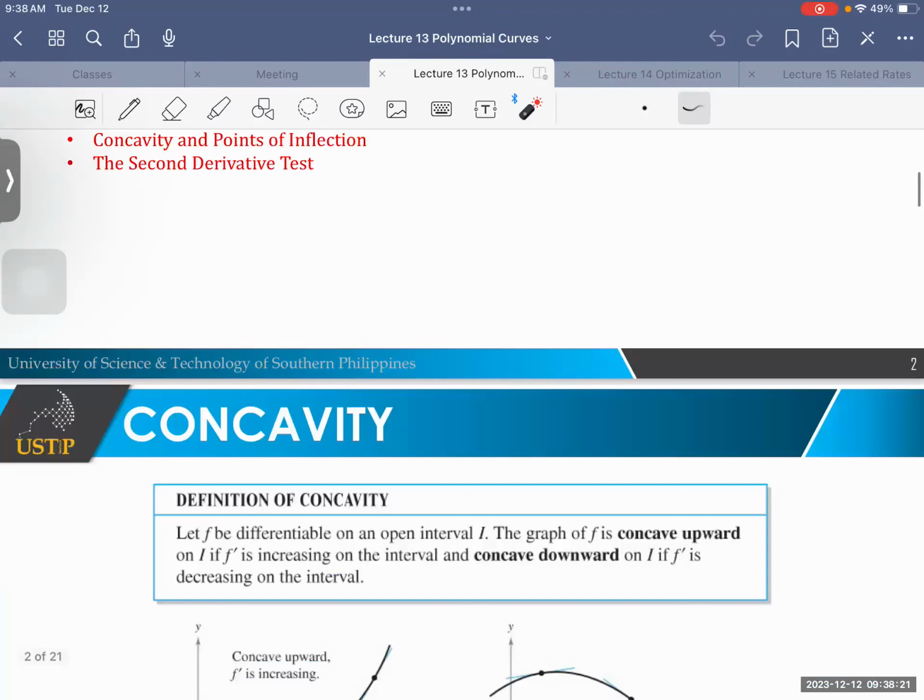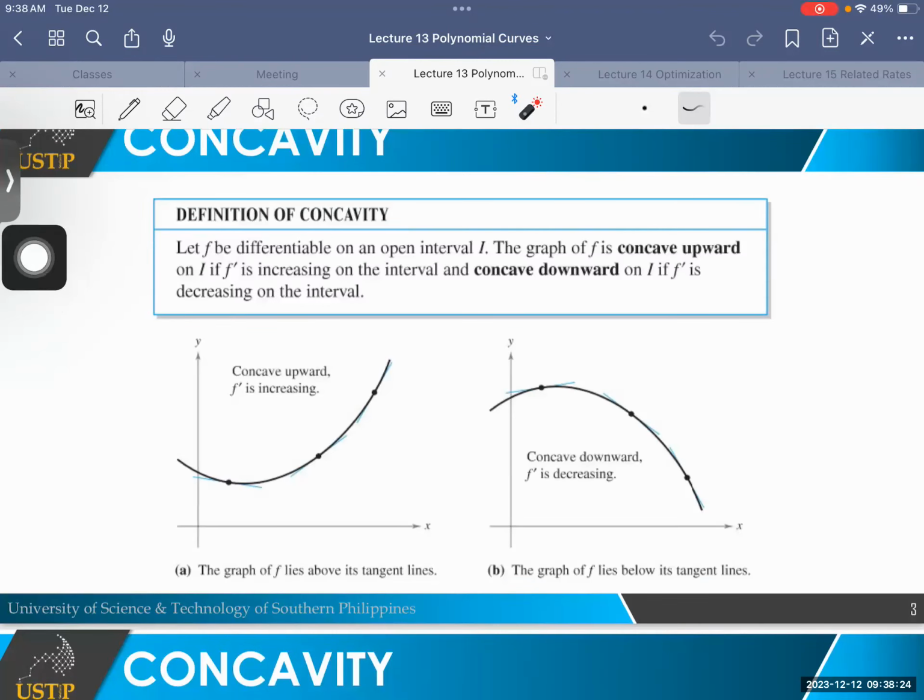It's very self-explanatory, and if you've seen it in a graph, and in physics when you learned it, it is like concave. You can think of it as a letter C, either very curved or only slightly curved, and it is still concave. So suppose we have a function here and it is differentiable in an open interval I. The graph of f is said to be concave upward on I if f prime is increasing on the interval, and concave downward if f prime is decreasing on the interval.